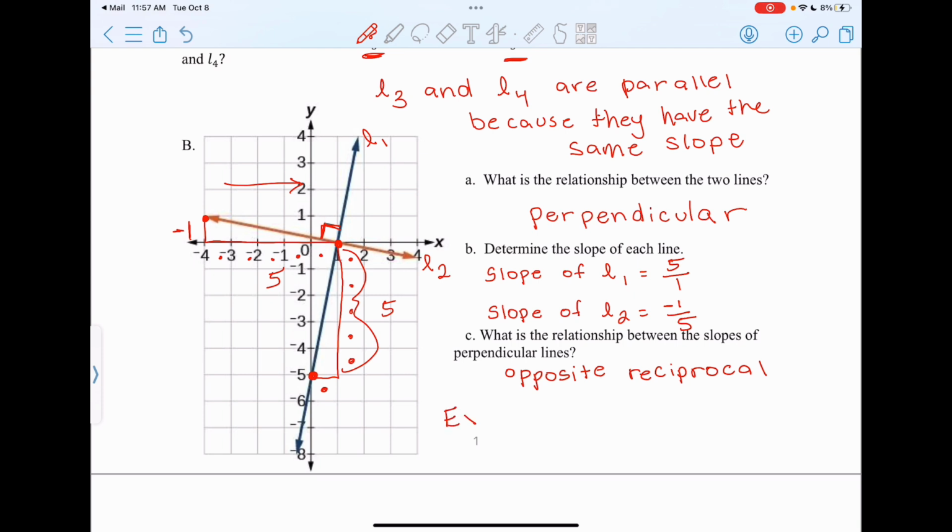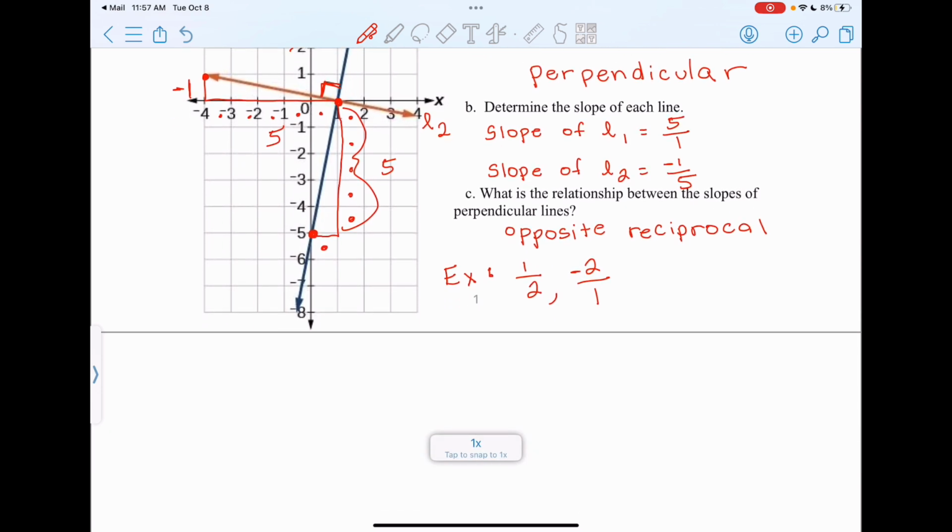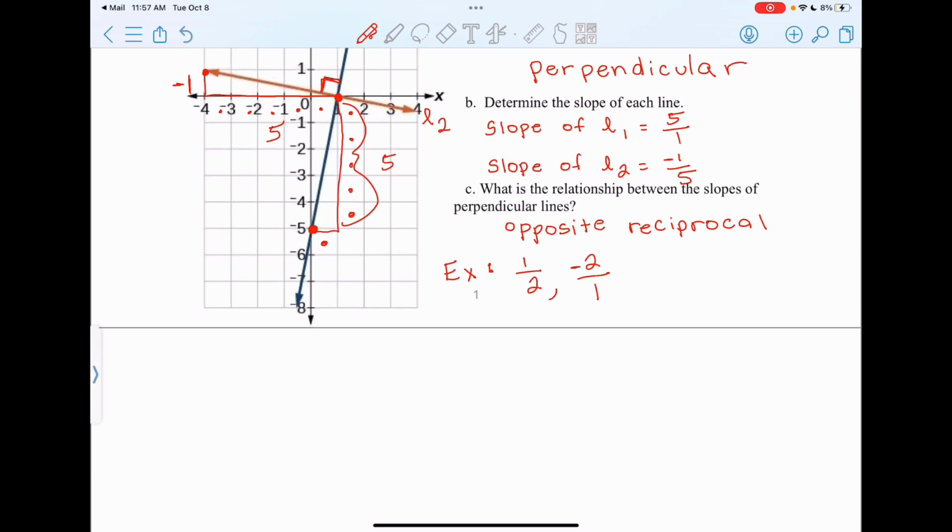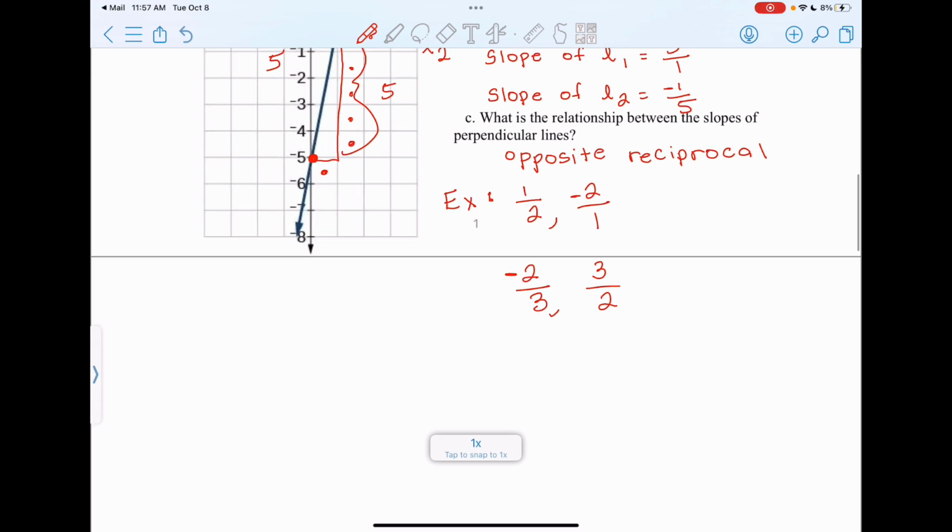Let's try some examples. If I gave you 1/2, the opposite reciprocal would be -2 over 1. You flip and change the sign. If I gave you -2/3, I'm going to flip it and change the sign. So the opposite reciprocal would be +3 over 2. Last one, if I gave you the number 4, remember if we ever have a whole number, we can always put an imaginary 1 in the denominator. And if we flip it and change the sign, its opposite reciprocal would be a -1 over 4.